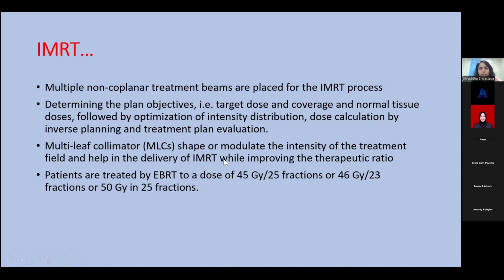Multi-leaf collimators are used to modulate the intensity of the treatment field in an IMRT plan. Patients are treated to a dose of 45 Gy in 25 fractions, or 46 Gy in 23 fractions, or 50 Gy in 25 fractions for cervical cancer.